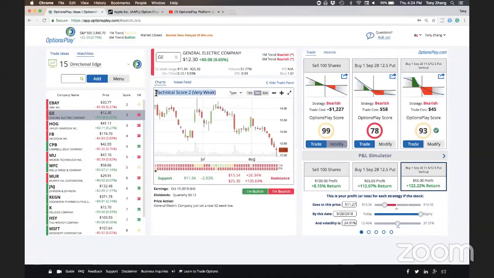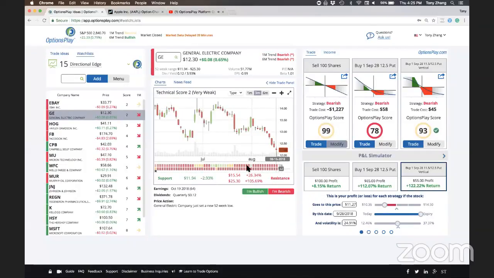And we have what's called a technical score. This is a relative strength ranking, letting you know how strong a stock is compared to the overall market. So GE here has a score of 2, which is telling you this is a very weak stock, underperforming the overall market, and the trends are bearish. Not only are the trends bearish, but it's been bearish for quite some time.